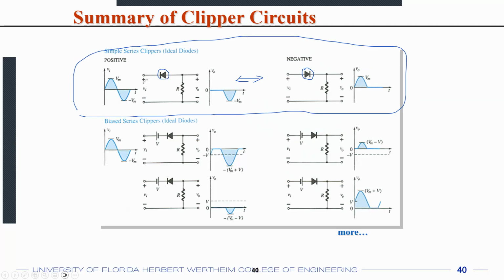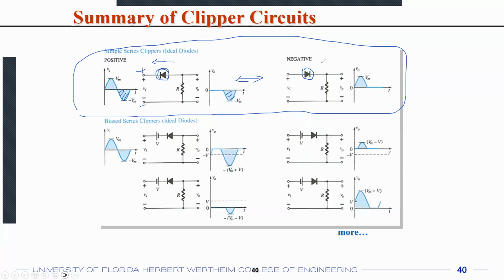So for the positive clipper circuit, what you have here is the diode facing toward the left side. So the diode will only conduct in this direction. That means the diode can only conduct in the negative half cycle. It cannot conduct anything in the positive half cycle, when this will become plus and this will become minus. Right? The diode does not conduct anything in that scenario, but in the negative half cycle, the diode conducts.